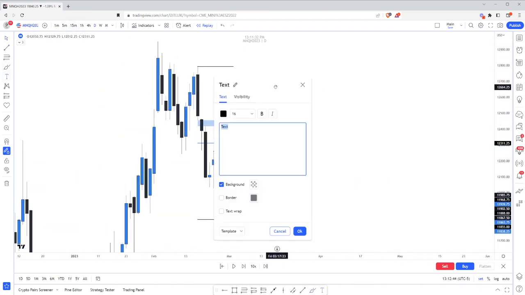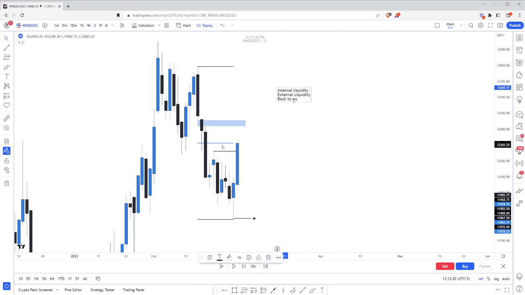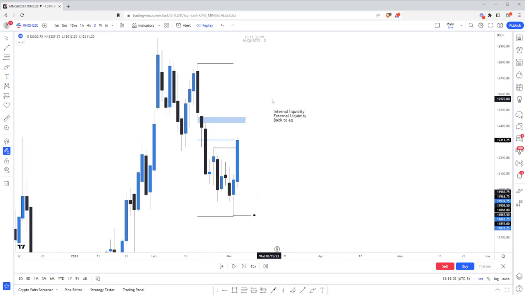Remember, price is always going to move from internal liquidity to external liquidity, and back to EQ. EQ as in 50%. So if you can understand this right here, and don't overcomplicate it, it's going to help you so much with bias. And this is the first thing you need to do whenever you're trying to determine, am I going to be more long or short biased today?